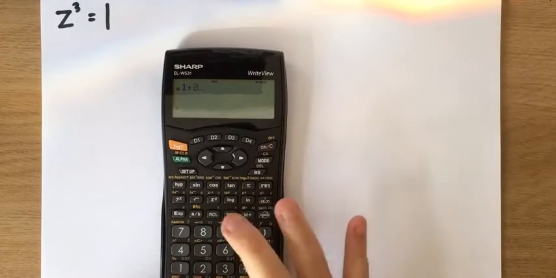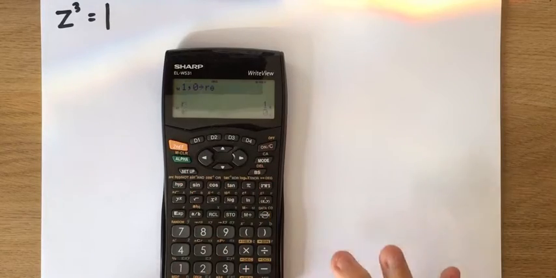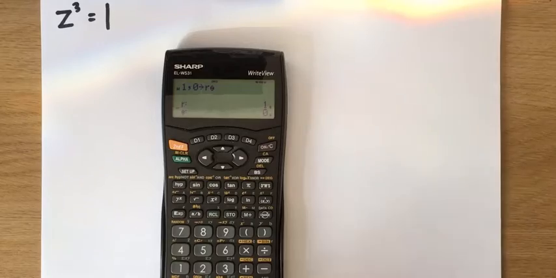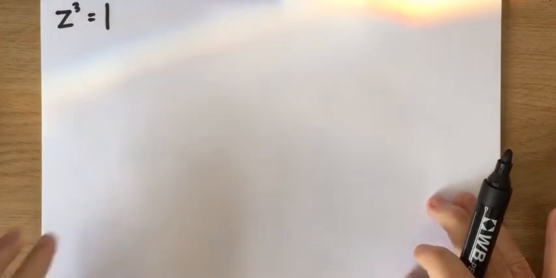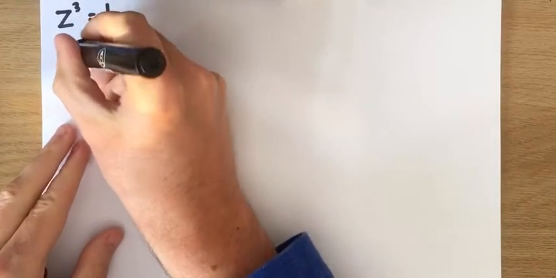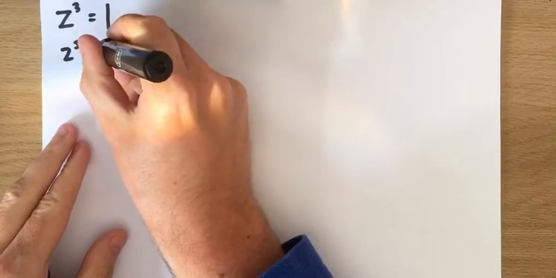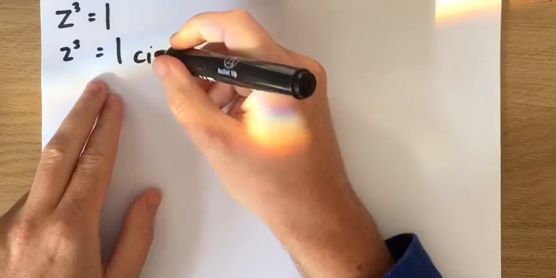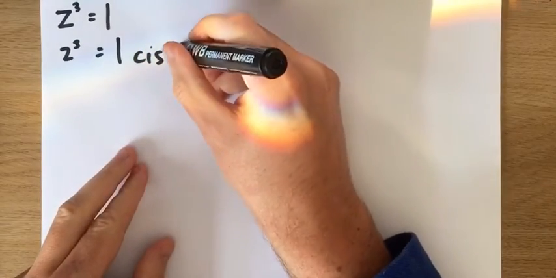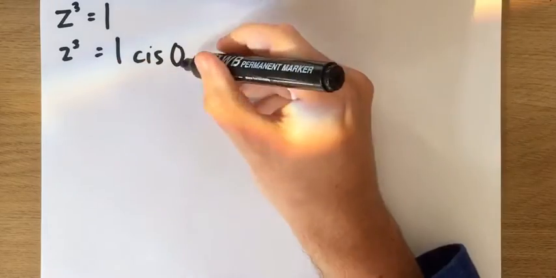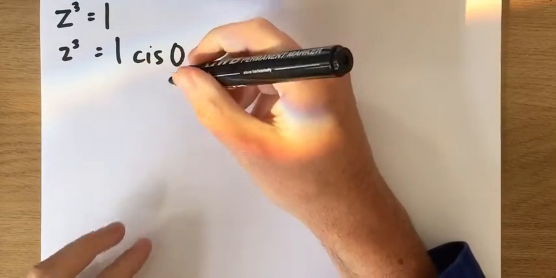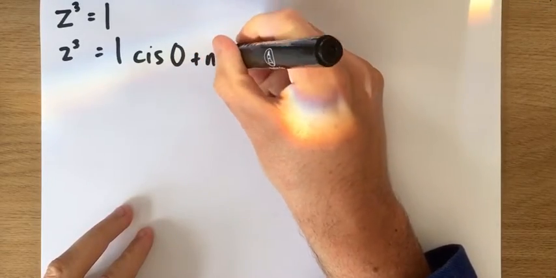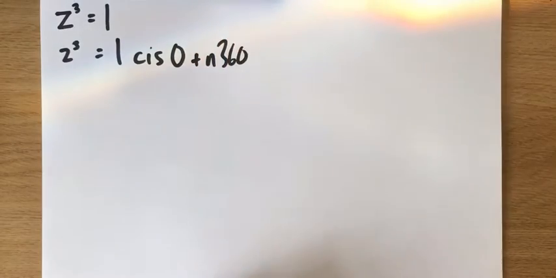1, x, y, 0, second function 8. So the modulus is 1 and the argument, or the angle, is 0. So I'm being asked to solve z cubed is equal to 1 times the cis of 0. Don't forget to solve these ones, you need to write this in general polar form. So this will be 0 plus n times 360.